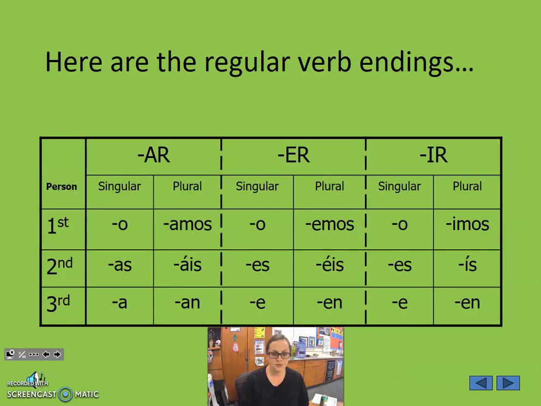The conjugation rules for these verbs are the same. So we are going to decide if we're dealing with an ER verb. We're going to take off the ER ending and then we add back one of the endings for ER. Okay, so just be careful when you're dealing with an ER verb that you use an ER verb ending for that.